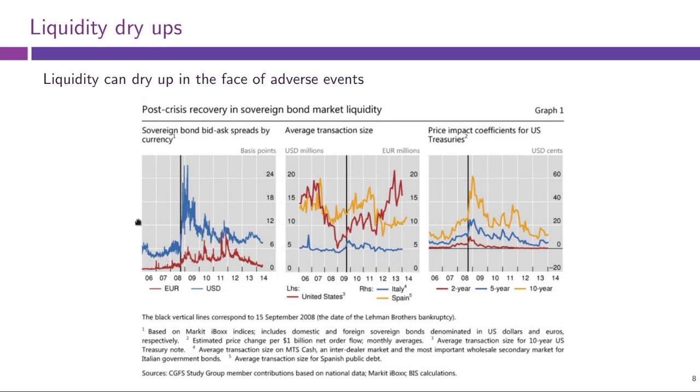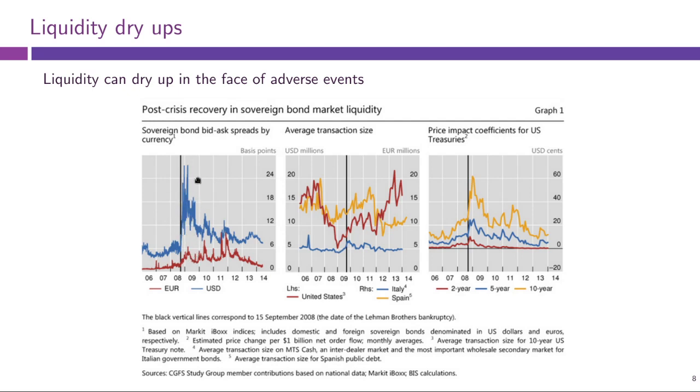Moving on, another thing I want to say about liquidity is that it is not constant over time. Liquidity changes over time, and in particular, liquidity can dry up in the face of adversity. So whenever something bad happens in the world, liquidity can typically dry out. And these graphs exemplify this using the 2008 crisis that jump-started the Great Recession. There are three different graphs here. The first graph shows the sovereign bond bid-ask spreads in the US and in Europe.